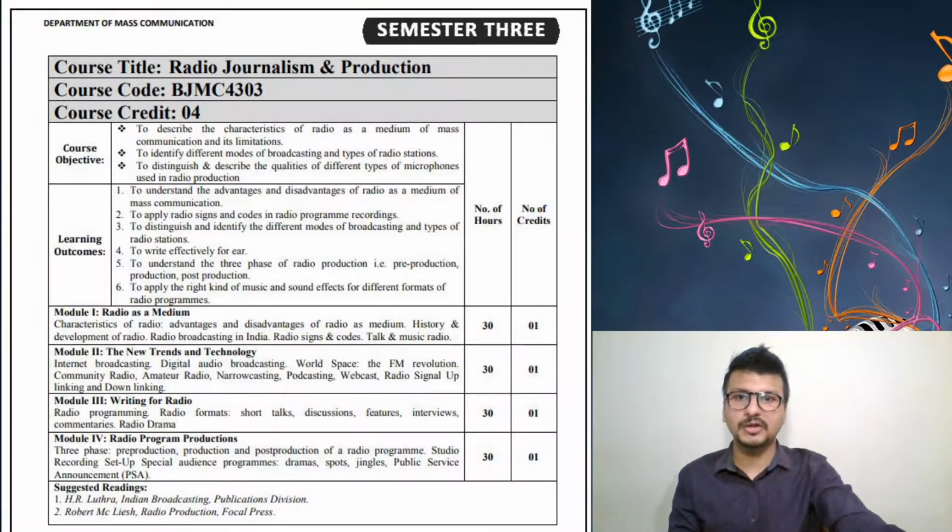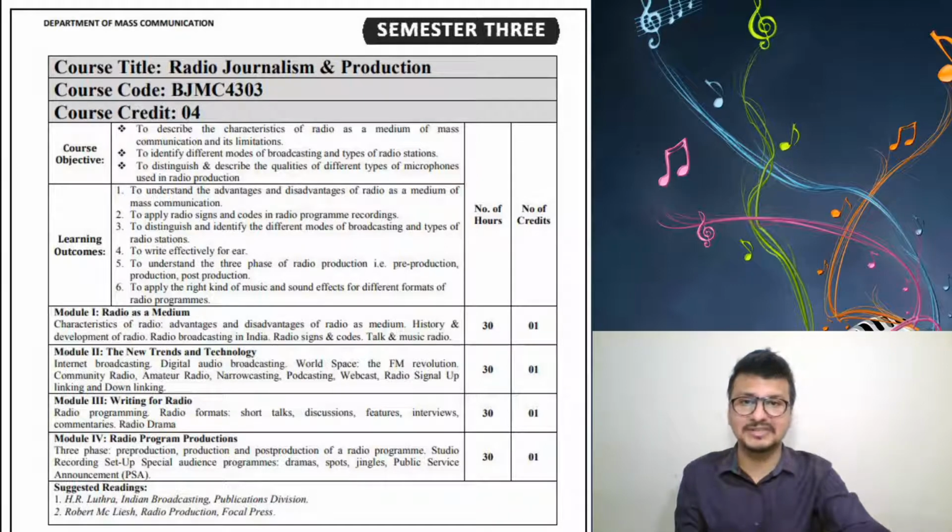The subject code is BJMC4303 and the subject title is Radio Journalism and Production. The course objective is to tell you about the characteristics of radio as a medium of mass communication and its limitations, so that you can identify the different modes of broadcasting, types of radio stations, and distinguish and describe the qualities of different types of microphones used in radio production.